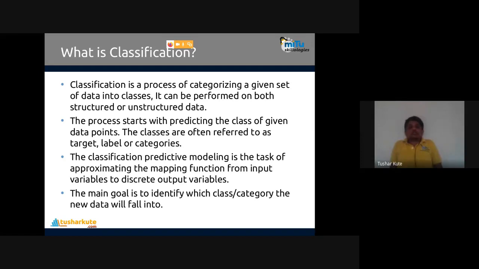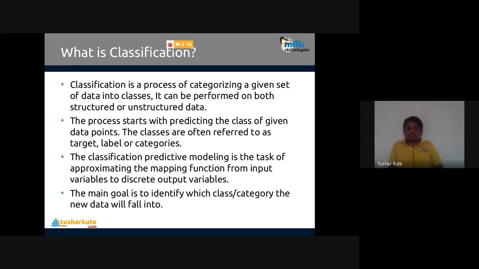Classification is the process of categorizing a given set of data into classes. It can be performed on both structured and unstructured data. We are expecting the output as a class, either 0 or 1, or 1, 2, 3, or 1 to 10, or A, B, C, D. Any kind of classes can be presented there. This process starts with predicting the class of a given data point. The classes are often referred to as target, label, or categories. These three names are used for the output variables.